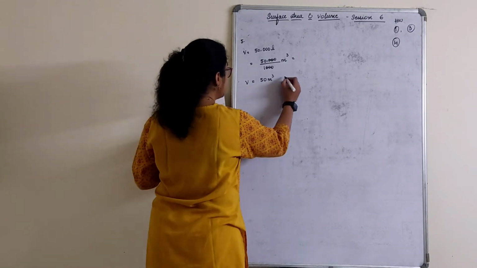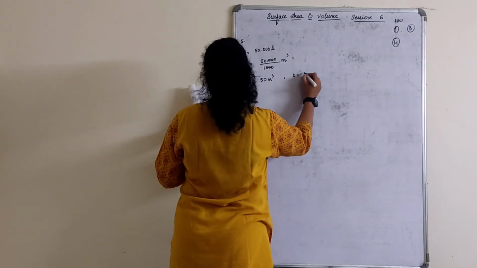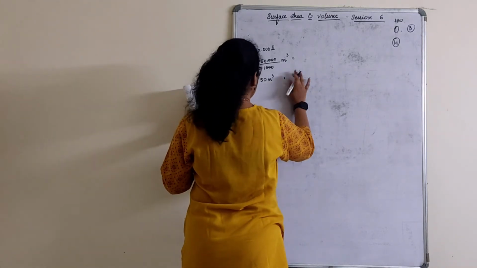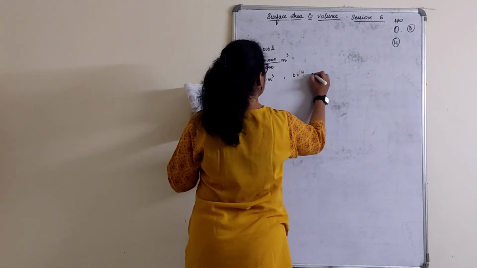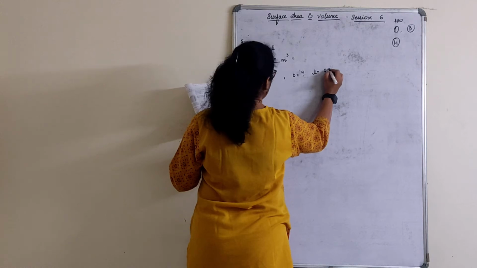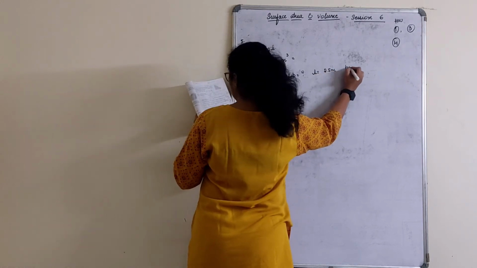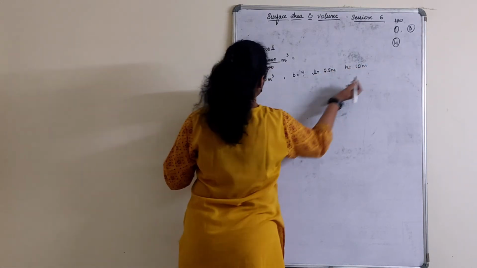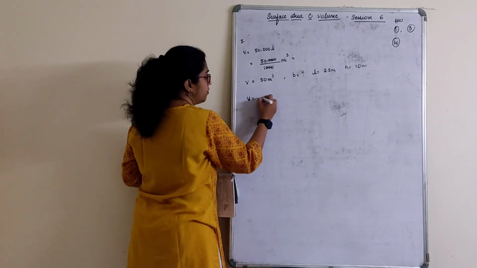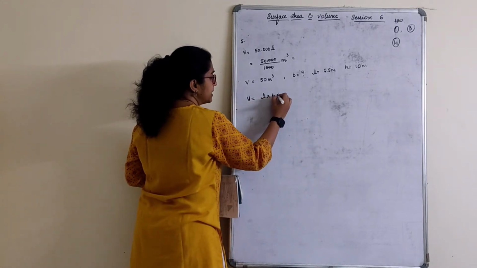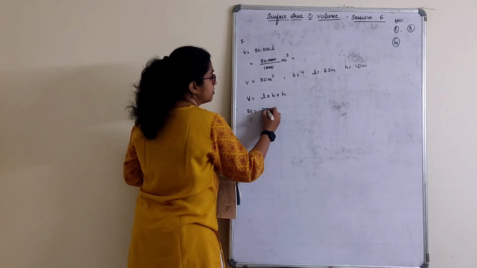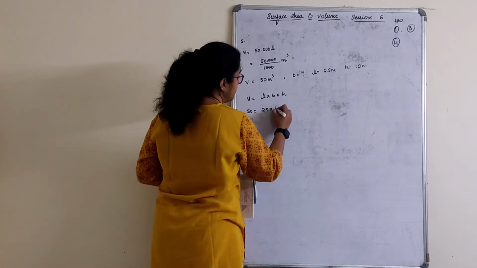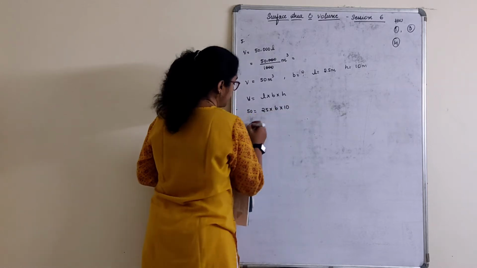The capacity of a cuboidal tank is 50 meter cube. Find the breadth of the tank if the length is 2.5 meter and the depth is 10 meter respectively. Direct one: volume is equal to length into breadth into height. 50 is equal to 2.5 into breadth into 10.